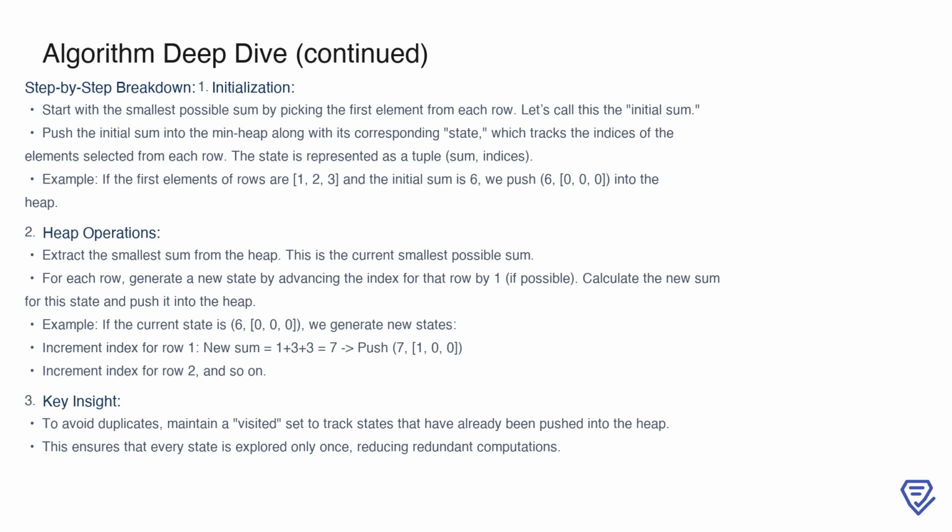Next, we perform heap operations. We extract the smallest sum from the heap, which is guaranteed to be the smallest unprocessed sum. For each row, we create a new state by advancing the index for that row, calculate the new sum, and push it into the heap. To avoid redundancies, we maintain a visited set to ensure that each state is processed only once.